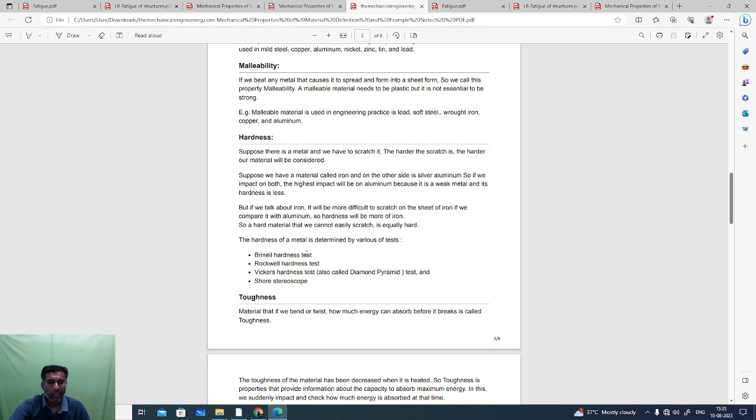The hardness of a material is defined by various tests. There are some tests to identify material hardness: Brinell hardness test, Rockwell hardness test, Vickers hardness test, and Shore scleroscope. There are four methods to calculate the hardness of a material. For example, iron has some hardness value and aluminum has some hardness value. These tests are helpful to find out the hardness.